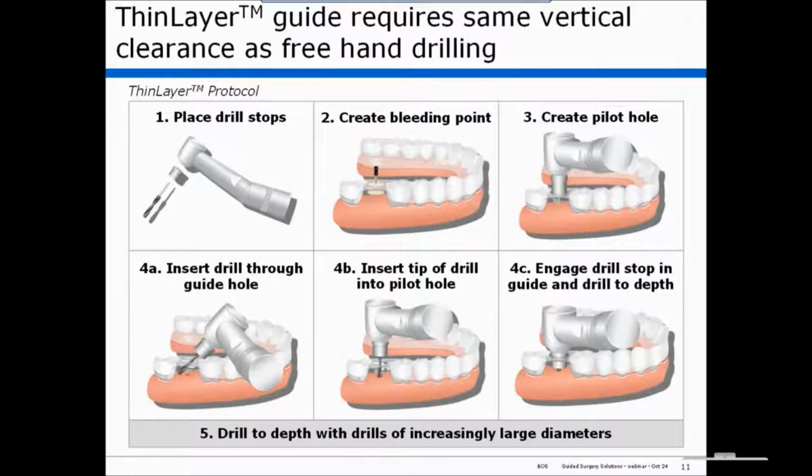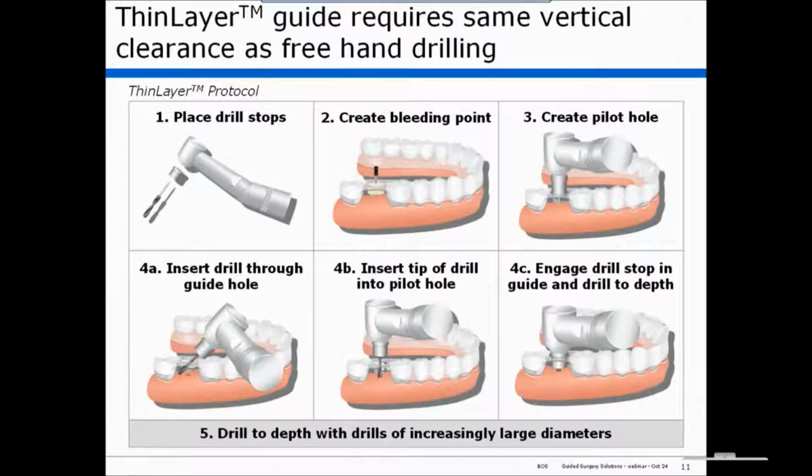Then the drill, we use a Salvin spear drill, is inserted through the guide. The drill stop engages the guide hole, and you can now create a pilot hole. The tip of the drill goes into the bleeding point or the initial and creates a pilot hole.